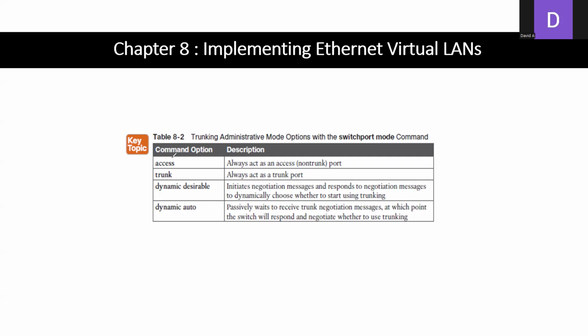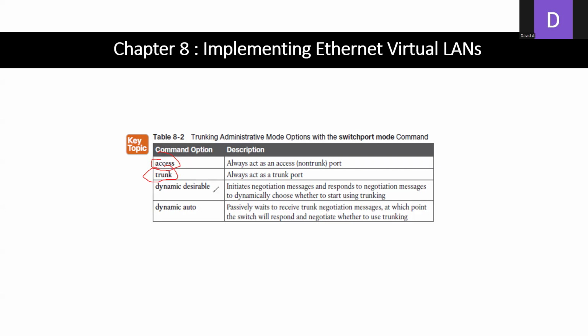So if I'm setting up the administrative mode, I can say either switchport mode access, always access, a non-trunk. So never become a trunk. This is the first administrative option that you can configure. Or switchport mode trunk, always be a trunk. Whenever you put that command in as a subcommand, switchport mode trunk, you are telling that interface or interfaces to always be a trunk.